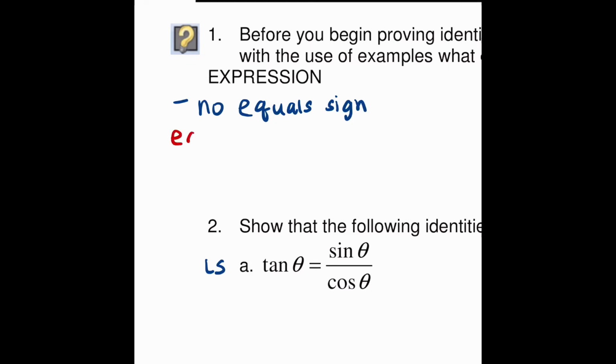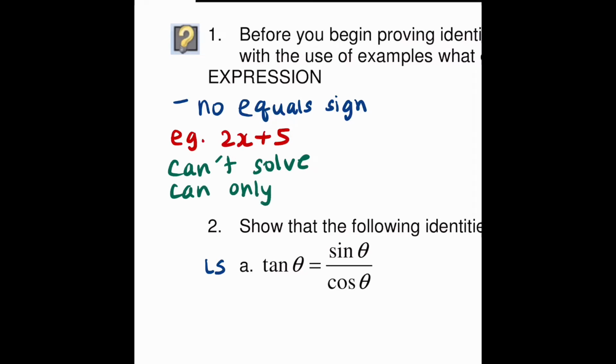So for example, if you have not y equals, but just 2x plus 5, you can't solve for it. You might be tempted to, but you can only simplify. And it's already simplified because like terms have been collected already. It stands as a binomial, and that's it.